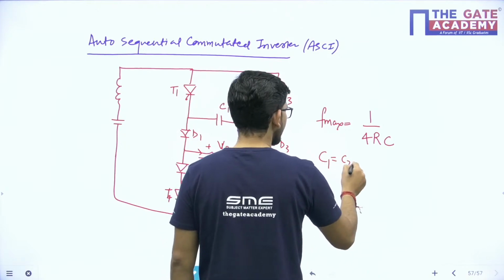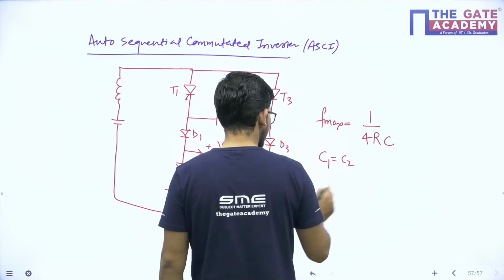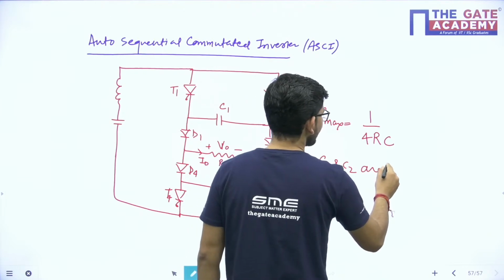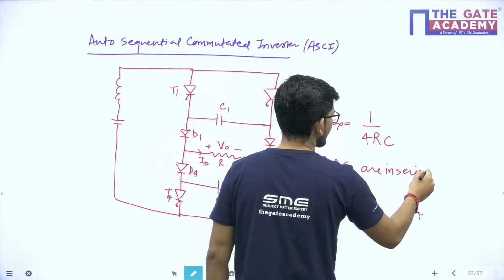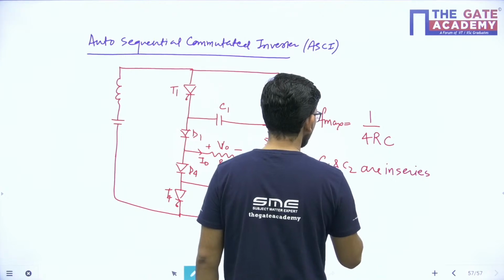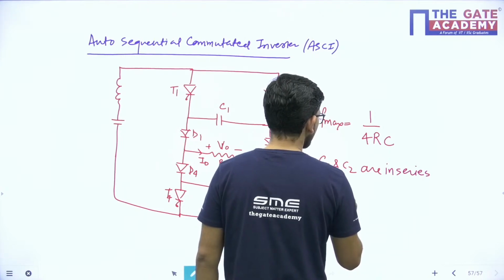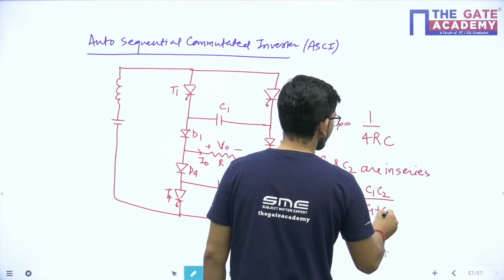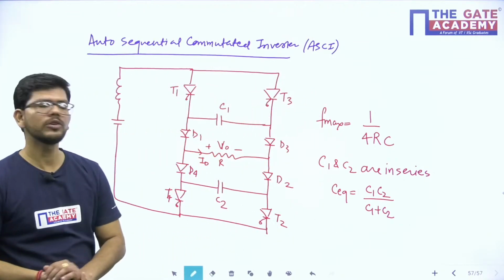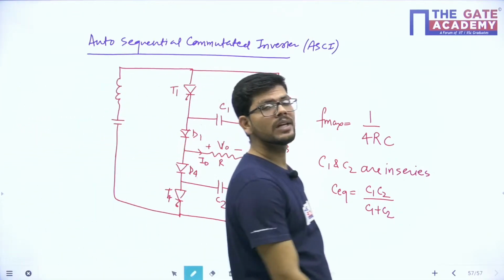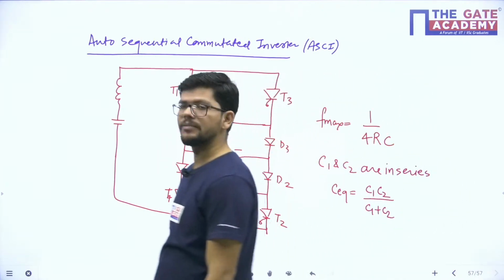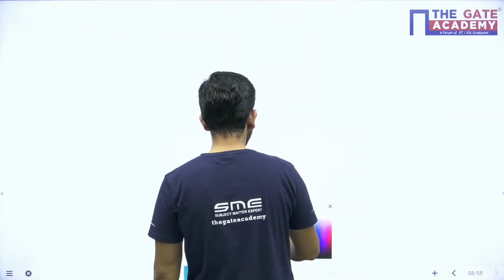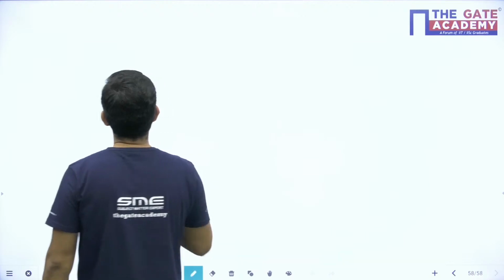If C1 and C2 are equal to each other, or in another way, let me write C1 and C2 are in series. So what will be the equivalent C? C equivalent is basically equal to C1 C2 upon C1 plus C2. This is how you calculate the maximum switching frequency of an auto sequential commutated inverter. Is that clear? After that, let me move towards the 3-phase VSI.